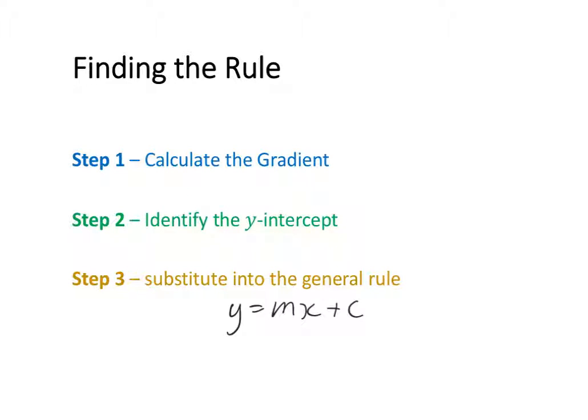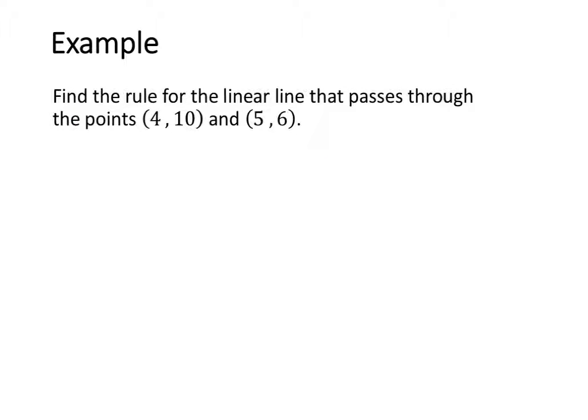So let's have a look at an example of how we calculate the rule from two given coordinates. In this example, we want to find the rule for a linear line that passes through the points (4, 10) and (5, 6). So we'll go ahead and start our first step, which is to calculate the gradient.